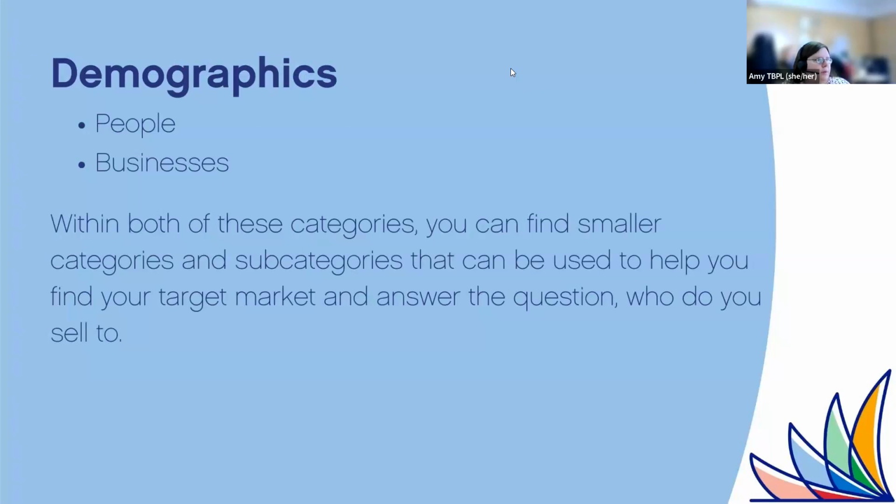So now we'll go into demographics a bit. The two broadest categories you can think about as a business that you could sell to are for people and for business. Within both of these categories, you can find smaller categories and subdivide it further, and it can help you find your specific target market and try and answer the question, who do you sell to? So now we'll look at both those segments in detail a bit more.